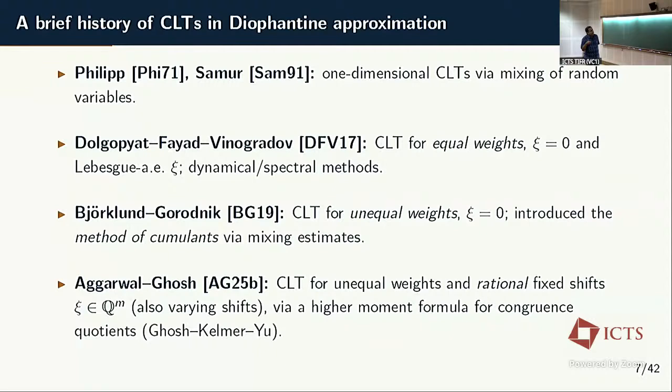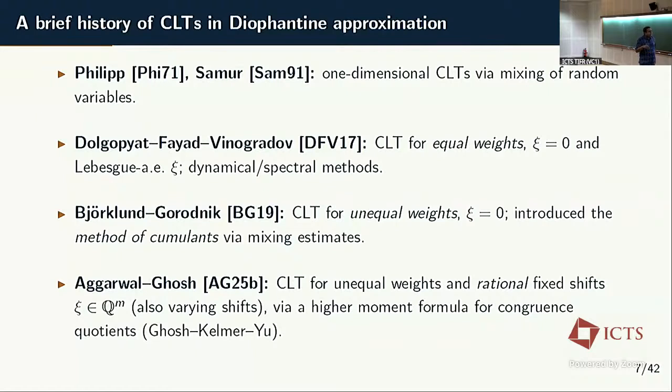So then the story fast forwards to about 10 years ago, when two sets of people, the first was Dolgopyat, Fayad, and Vinogradov, and the second team was Björklund and Gorodnik, used very modern techniques to prove a higher dimensional analog. And these modern techniques use spectral methods from automorphic forms. I'll come to that in more detail when I describe our result. And these kind of propelled the question of counting these results or getting CLTs or more refined information into a modern setting.